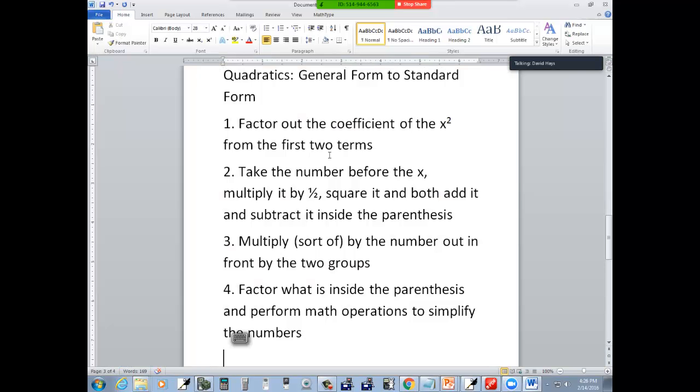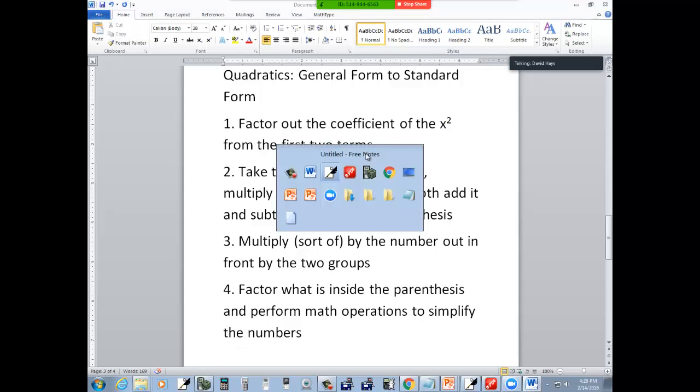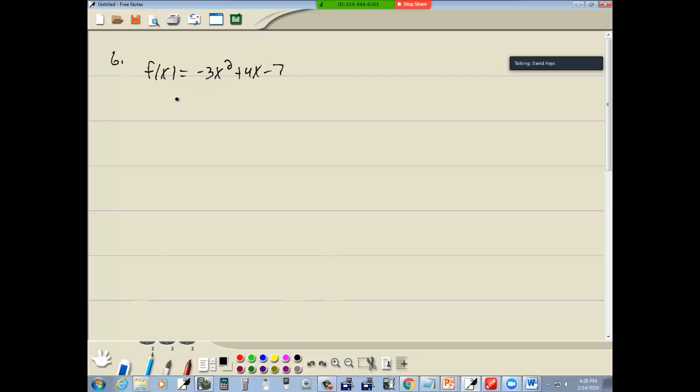Well, to put this into standard form, our first step is to factor out the coefficient of the x squared from the first two terms. So -3. Exactly. Now going backwards, if you think what factor means, to divide out. So this one would be 4 over -3, with an x, of course. So this is -3 times x squared minus 4/3 x, minus 7.